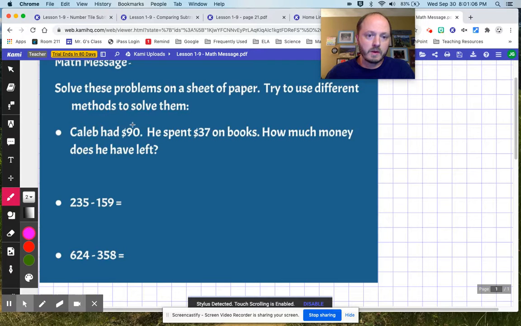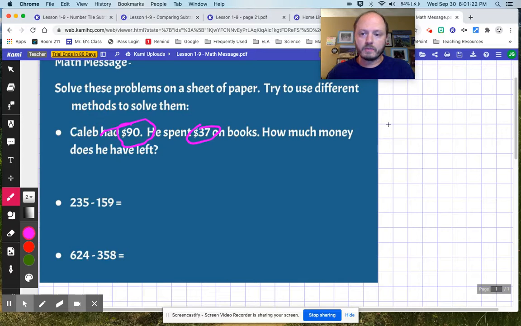All right, so $90. Uh-oh, no, my pen tool. And $37. That's a little better. I think I just need to not push so hard. Okay, yeah, 90 minus 37.